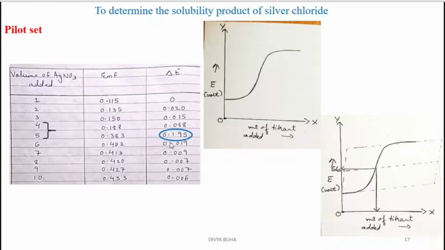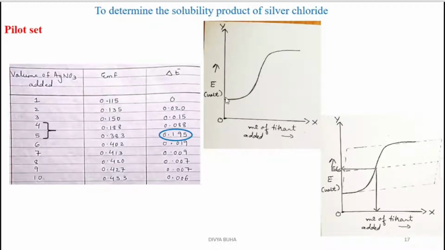Okay, over here you can see that out of all of these readings, this is the maximum value. So since you have got this reading to be the maximum, your equivalence point would have obtained between 4 to 5 ml. Okay, and when you draw a graph of EMF versus volume of the AgNO3 which is being added, the graph would be like this: E versus ml of the titrant which is being added.